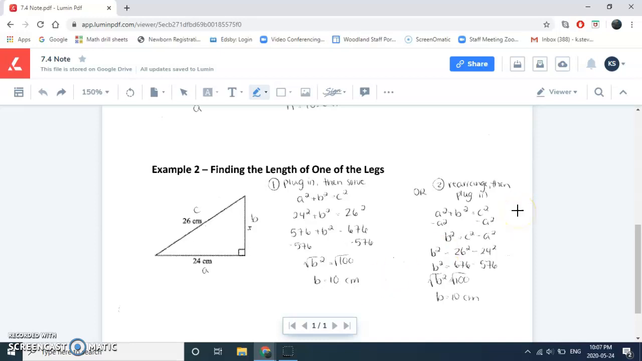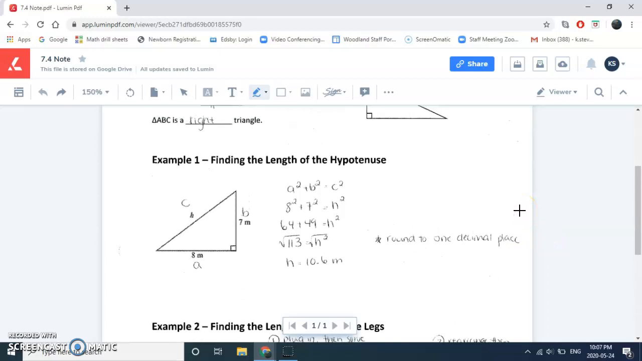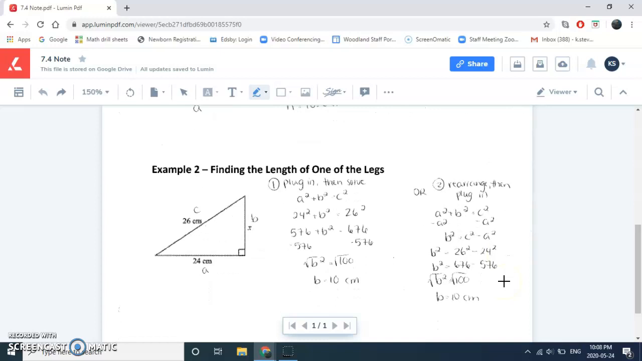Our second way is we can rearrange, then plug in. So we can do the step that we did down here first, and then plug it in. Then we can solve it the way we did up here. First, we see that this is a positive a squared, so we need to subtract a squared, put it over to the other side. Now we're left with b squared equals c squared minus a squared. It's very important that we always keep this order the same. Whenever we put it in, we always want to tack that in on the end. So we have b squared equals 26 squared minus 24 squared.